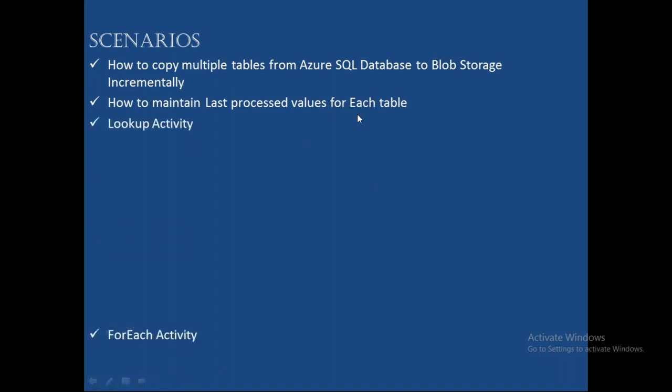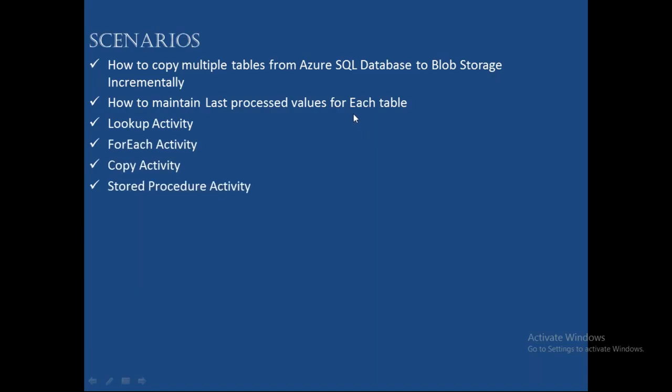In today's session, I'm going to use the lookup activity, for each activity, copy activity, and stored procedure activity. Yesterday, what activities did we use? Lookup, copy activity, and stored procedure activity. Today I'm going to introduce one more activity called the for each activity. Why for each activity? This is for copying each table. What it means is, if you want to do something for each table, then you need to use a for each activity. Whether you want a full load or an incremental load doesn't matter. Whenever you are working with multiple tables, you need to go with the for each activity.